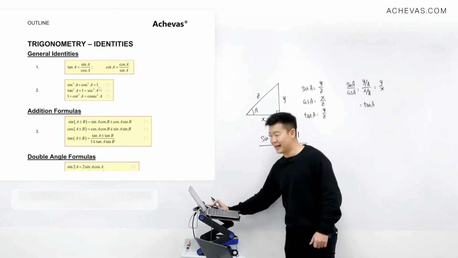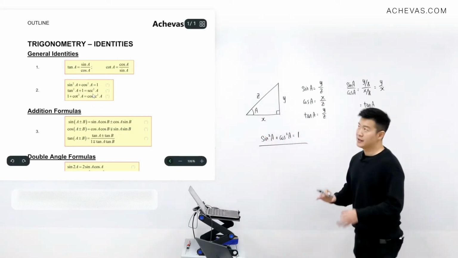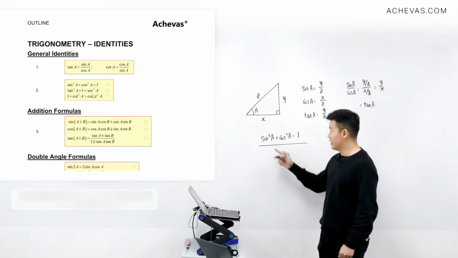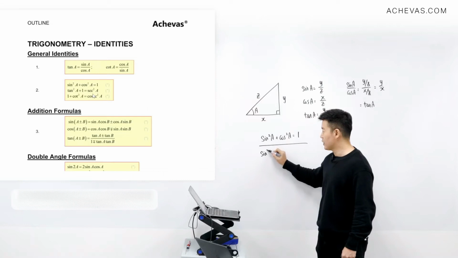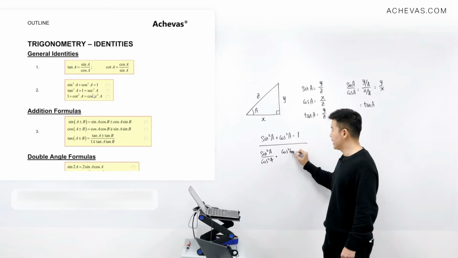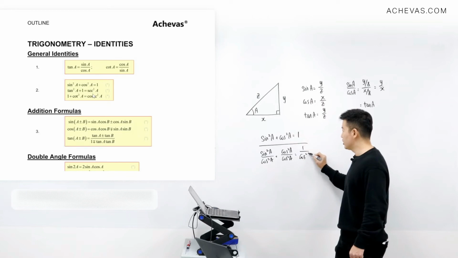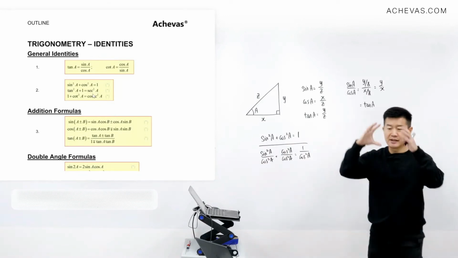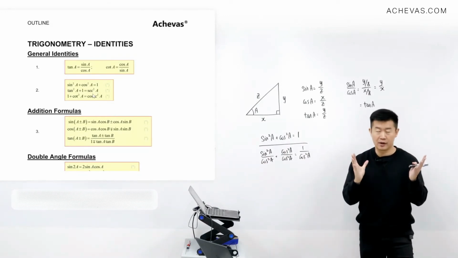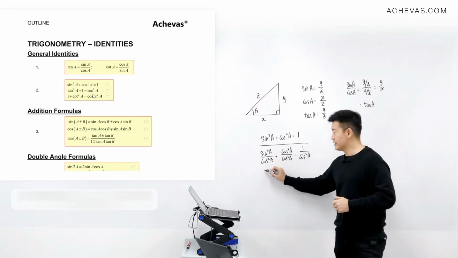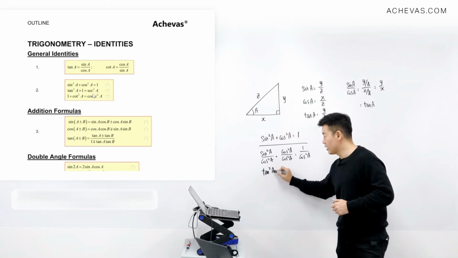To prove the second identity, I'm going to divide this throughout by cosine square A. So dividing this by cosine square A, we have this over cosine square A. Then I'm also going to divide this by cosine square A, and this will be 1 over cosine square A. What is sine square A over cosine square A? It is the same as sine A over cosine A, squared. And sine A over cosine A is equal to tangent A. So this is the same as tangent square A.